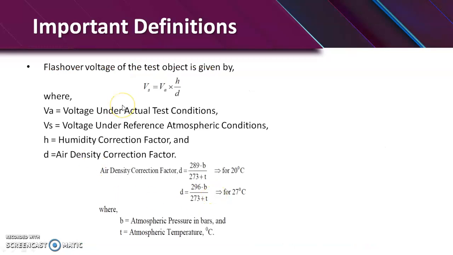Then the flashover voltage of the test object is given by this equation, where VA is the voltage under actual test condition, Vs is the voltage under standard atmospheric condition, H is the humidity correction factor and D is the air density factor. This air density correction factor was already discussed in the sphere gap arrangement, which is given by 0.289 b divided by 273 plus t, where t is the atmospheric temperature in degrees centigrade and b is the pressure in bars.